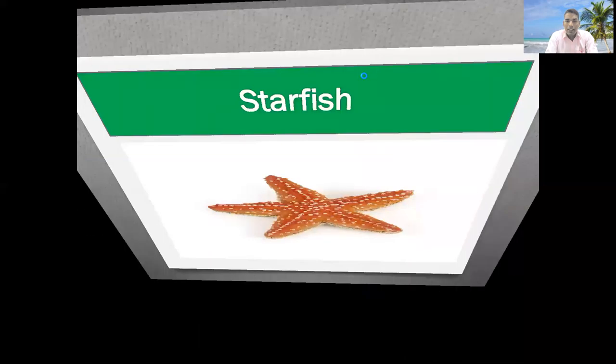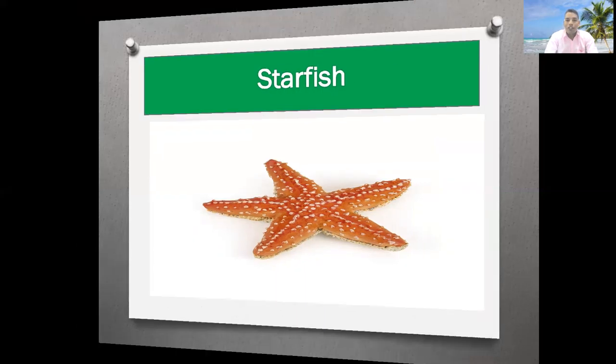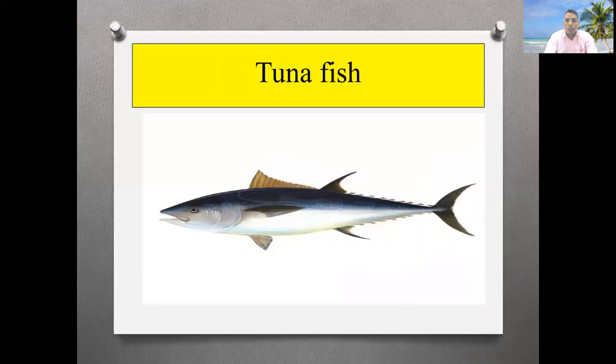Good. Next, starfish. You have already seen the name, starfish. This species looks like a star, and his name is starfish. He lives in the sea also. So what is the name of this picture? This is a starfish, sea starfish. Okay, very good. Next, what picture is it? You have already seen the name also.